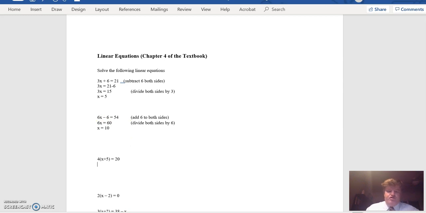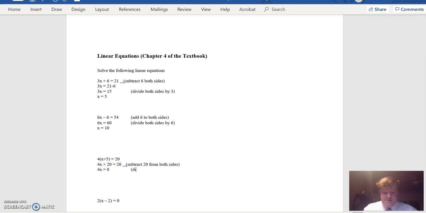Here we've got to do a little bit of expanding before we get to our answer. 4 times x is going to be 4x, plus 4 times 5 is 20. Now, we want to get rid of this plus 20, so we're going to subtract 20 from both sides. 4x plus 20 minus 20 leaves us with 4x equals, and on this side of the equation, 20 minus 20 is going to give us 0.